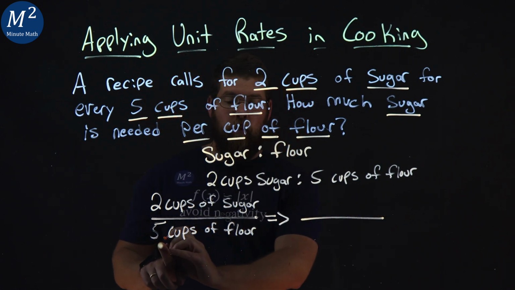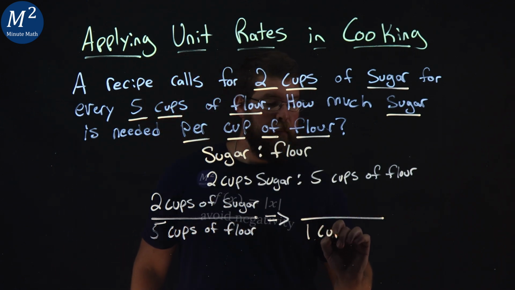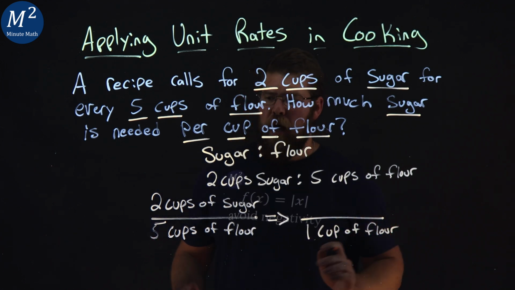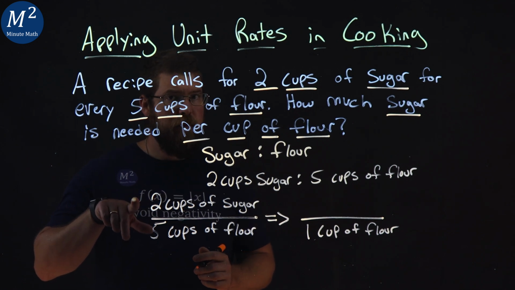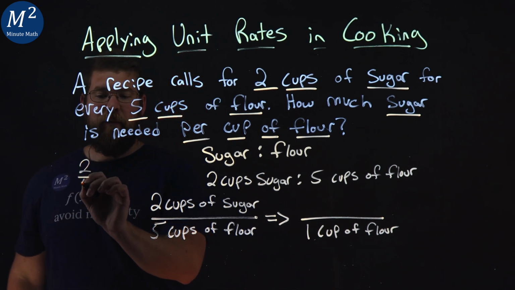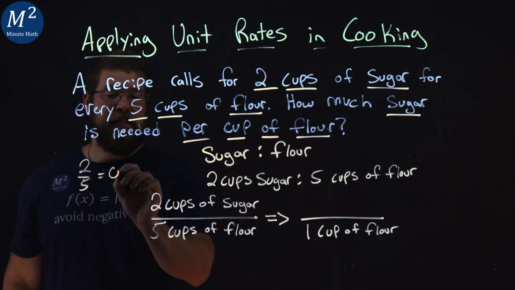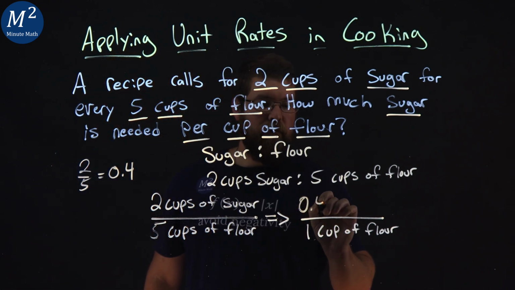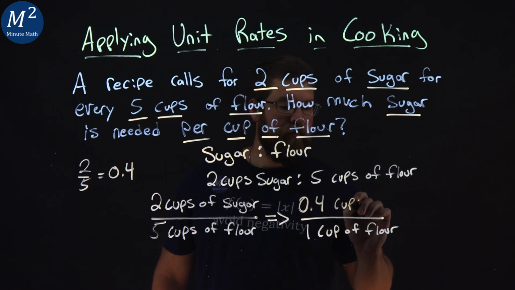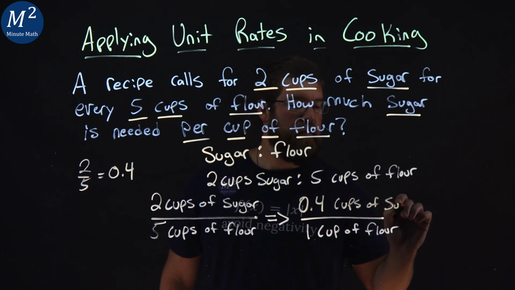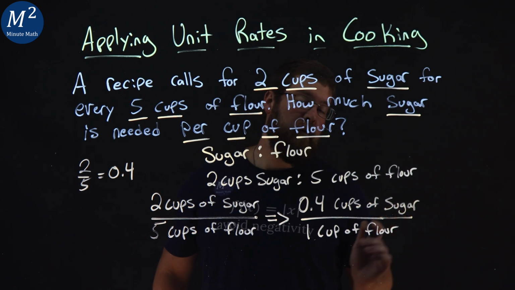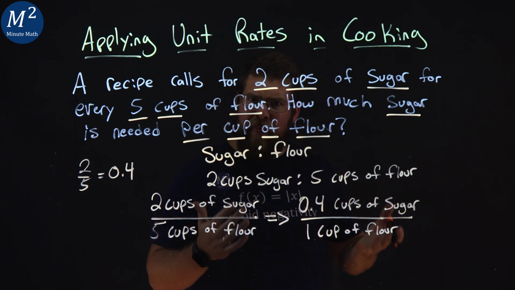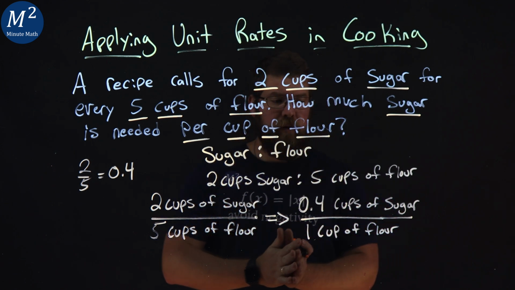So if we're doing that, we have 1 cup of flour, our unit rate here, but then 5 goes into 2, right? That's going to be 2 divided by 5, which is a decimal of 0.4. So we have 0.4 cups of sugar. So sometimes this happens with unit rates where we might have a decimal value. That is actually fine if we follow our rules here.